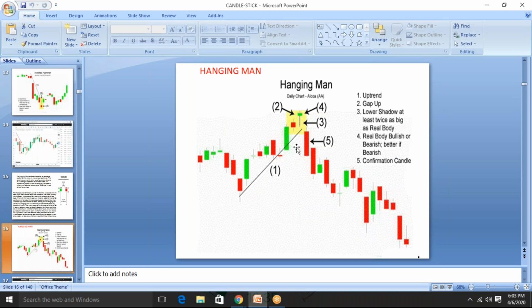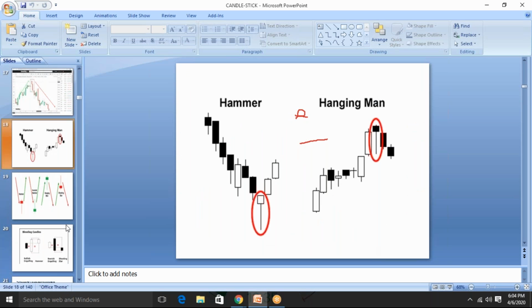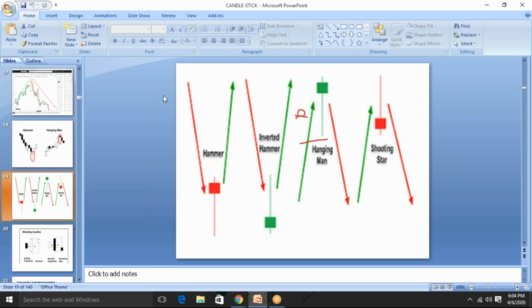One confirmation candle is necessary in hanging man, this confirmation candle. These things were discussed, and the condition that the lower shadow should be at least twice the real body. This was the real body, and the lower shadow at least twice of this body. Examples were given. Then I told you about hanging man and hammer, and their position was discussed. Clear trend was discussed in that class.